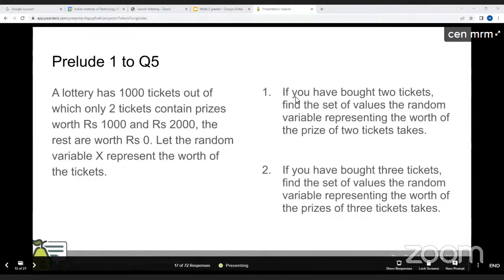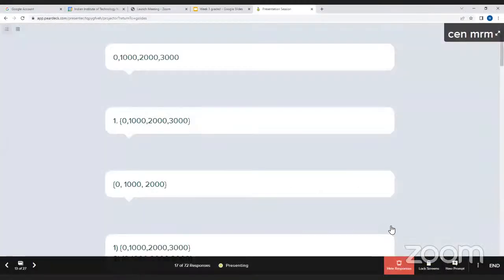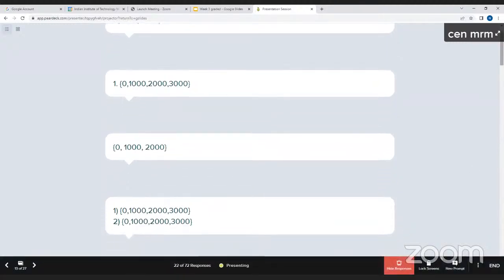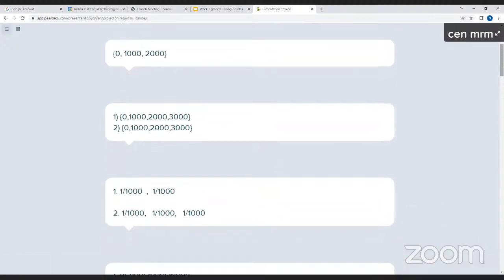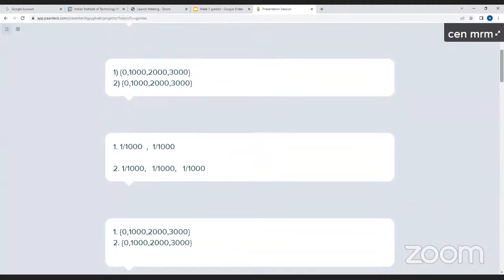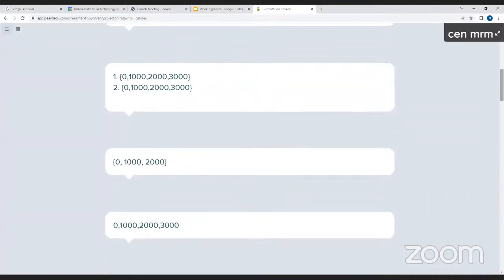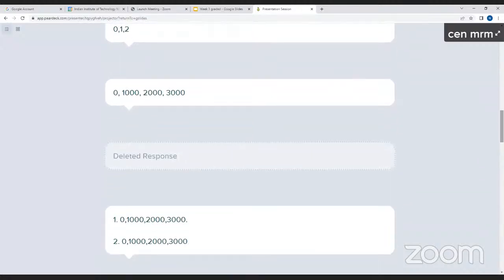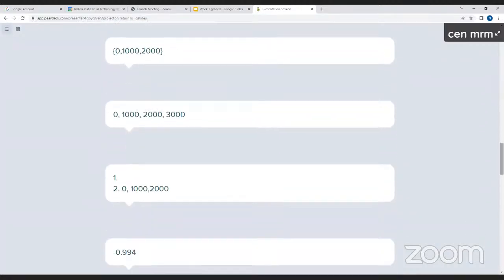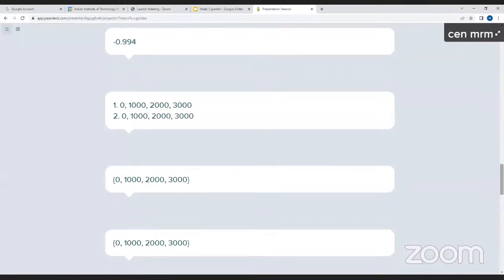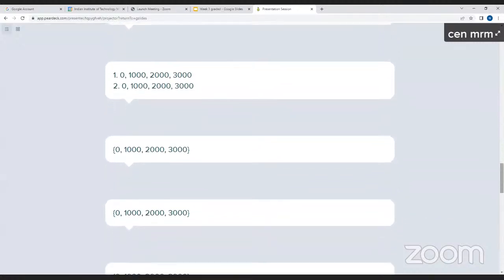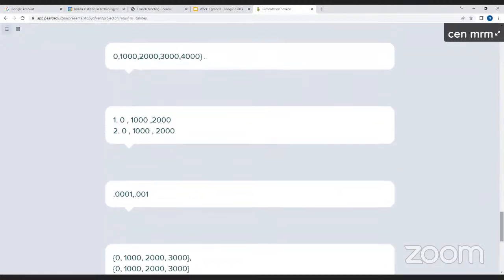Okay, so let's see the solution. Do we have to take a set of values? Yeah, set of values. So many people have answered just one problem. I could see most of them are right.